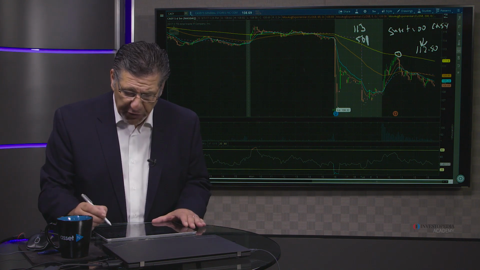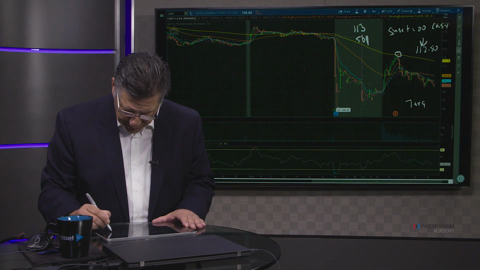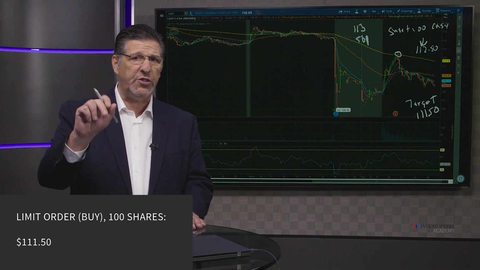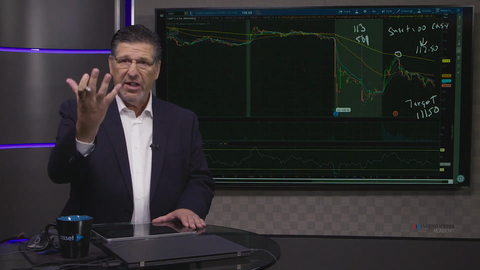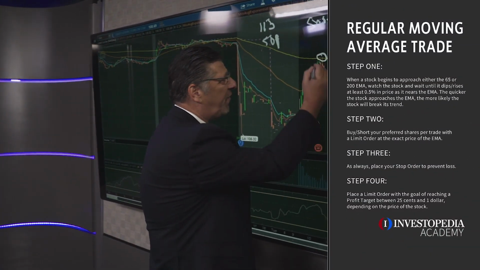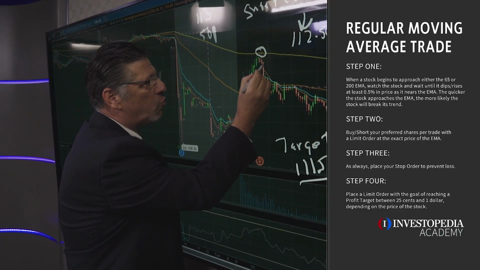The way we're going to get out of this trade on a regular moving average trade, we're looking to make between 25 cents and $1, depending on the price of the stock. So our target for this trade, when we're short at 112.50, target should be 111.50. So as soon as we enter the trade, 2 things we're going to do. Stop order at 113, and we're going to put a limit order in to buy the stock back or cover the stock at 111.50. And if we go back to the chart, we're going to see that very quickly, this stock went from 112.50 to a 111.50 right here.